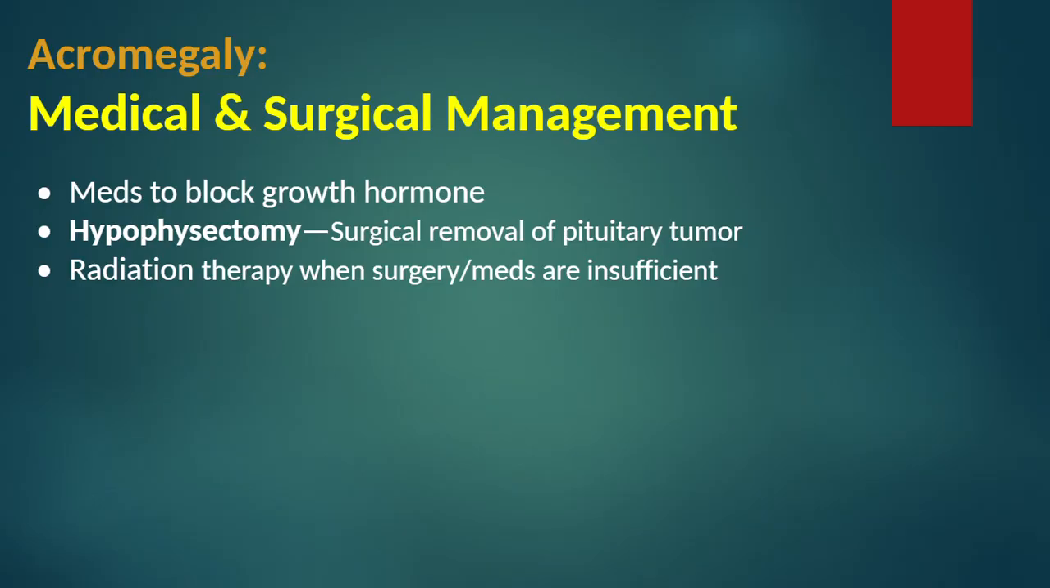In this slide, we are focusing on the primary nursing interventions for a patient with acromegaly, which, remember, is a condition caused by excess growth hormone, usually due to a pituitary tumor. As nurses, our goals are to help control the hormone levels, reduce symptoms, and prepare the patient for possible surgical or radiation treatment. One major intervention involves medications that block growth hormone.